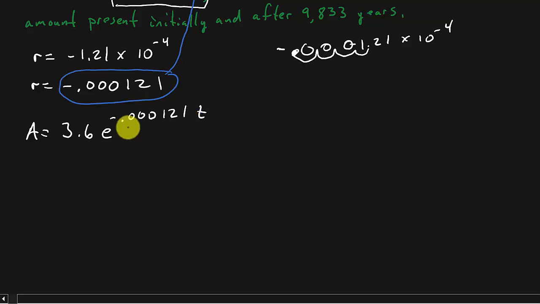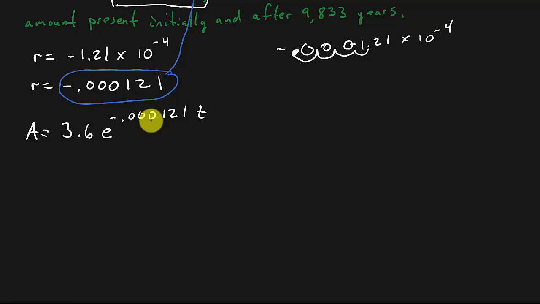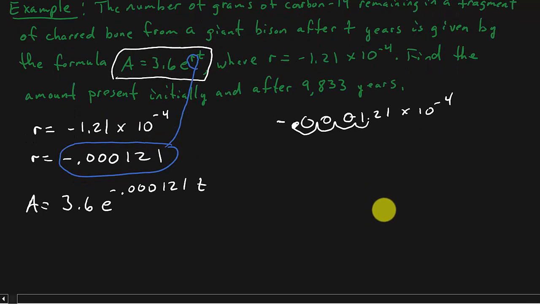R is negative. Now there's going to be some problems later on where this number's positive. That's a growth problem. You got growth and decay. If it's a growth, R is going to be positive. If it's a decay, R will be negative. Now, let's get to what they're asking us.